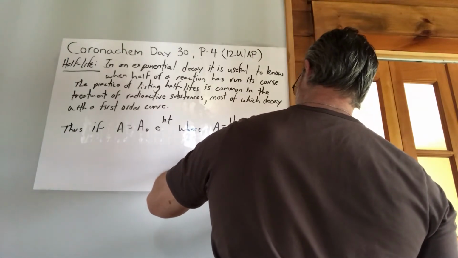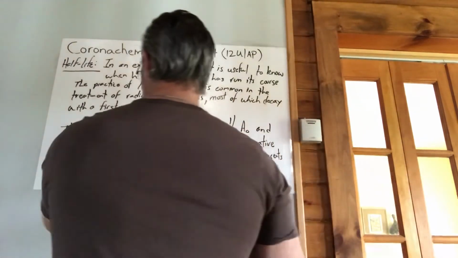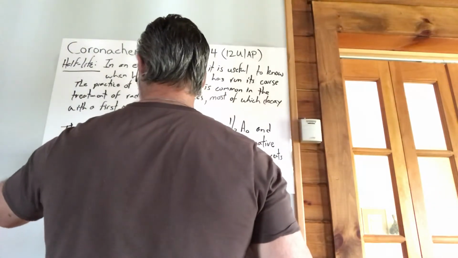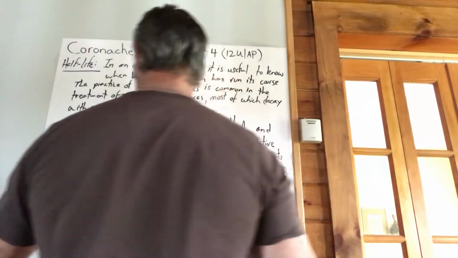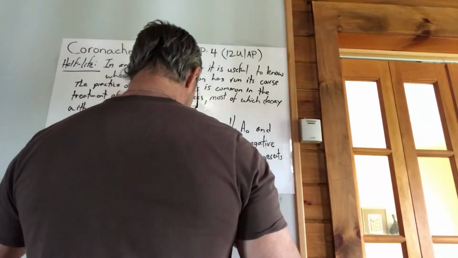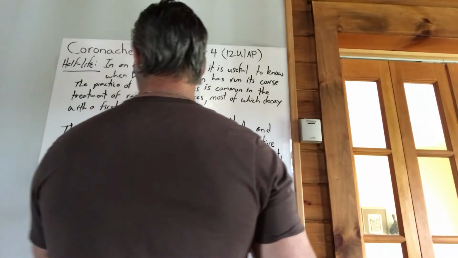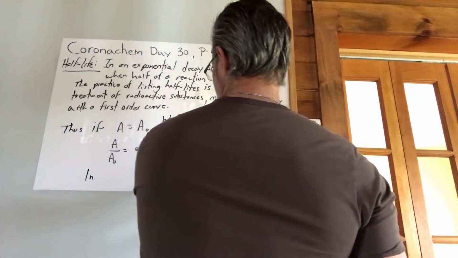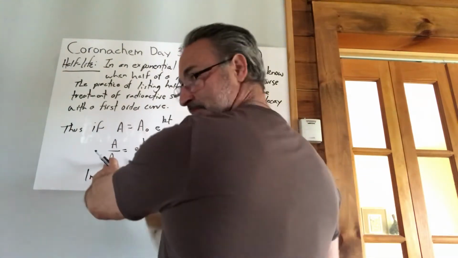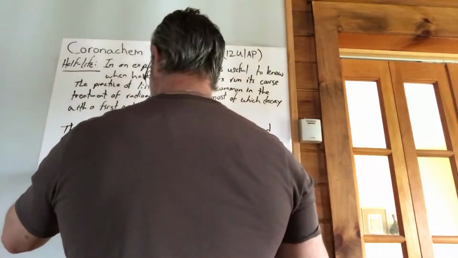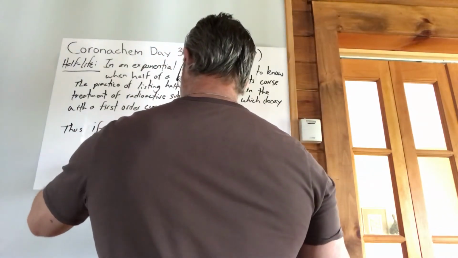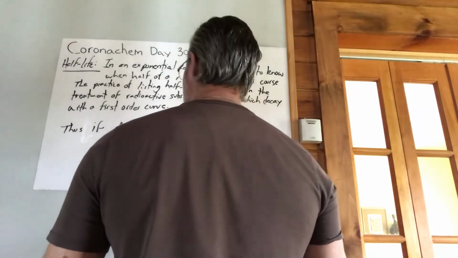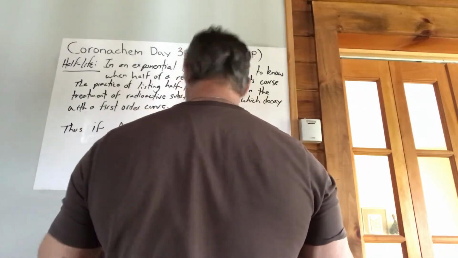And then what we get is, by transposing the A naught, A over A naught is equal to e to the kt. We take the ln of both sides, and we get ln of 1/2, because remember, A is equal to 1/2 of A naught. So it becomes 1 over 2. So ln of 1/2 is equal to negative kt. Oh, I forgot the negative part there.